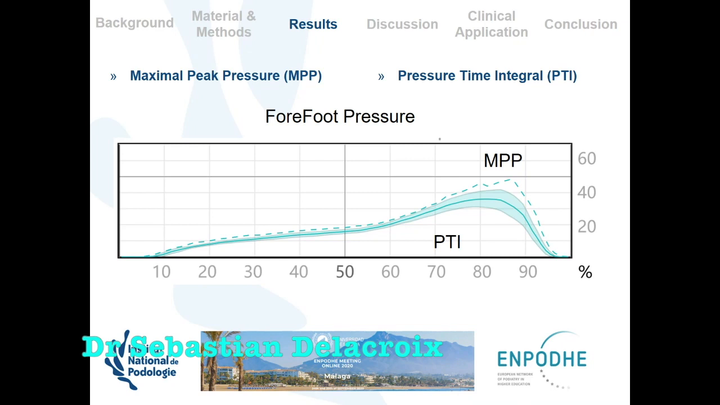First, for the results, all of the studies used a typical pressure outcome like maximal peak pressure and pressure time integral. So, for example, this is a typical graph of forefoot pressure during the stance phase of the gait. Maximum peak pressure is the highest value of the curve during the stance phase, and PTI, pressure time integral, represents the area under the curve. It's the cumulative effect of the pressure during the stance phase.